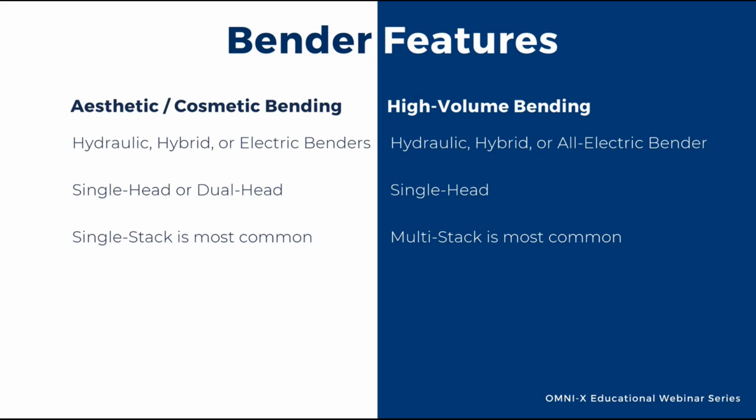Another difference between cosmetic bending applications versus high volume applications is the type of tube bending machine and the machine features that are commonly used. Cosmetic bending can use hydraulic, hybrid, or all-electric benders with single or dual heads, and cosmetic bending typically uses single-stack machines. High-volume bending can also use hydraulic, hybrid, or all-electric benders, while single-head benders are the most common. High-volume bending almost always uses a multi-stack configuration, where dies for multiple bend radii are stacked together to reduce cycle time and optimize production efficiencies.